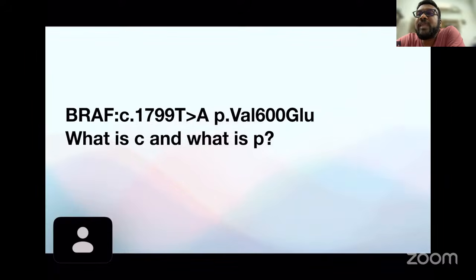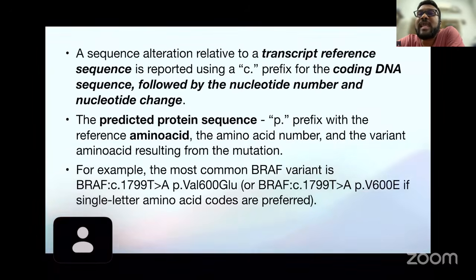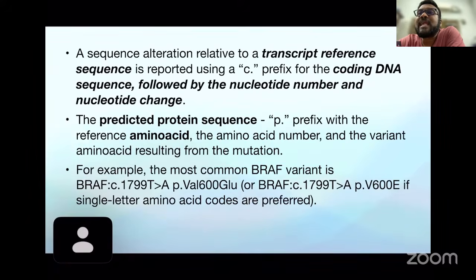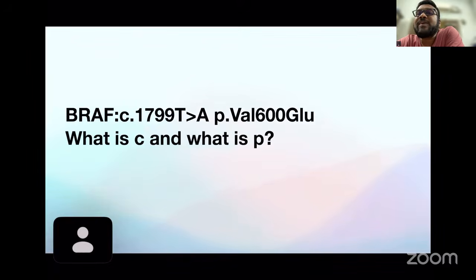c.1799 T>A, p.Val600Glu. What is this c and what is this p? BRAF is a mutation which commonly happens in gliomas. A sequence alteration relative to the transcript reference sequence is reported using a c prefix. That is the transcript reference sequence for the coding DNA sequence, followed by the nucleotide number and the nucleotide change. So here the nucleotide number is 1799 and the nucleotide change is T over A.